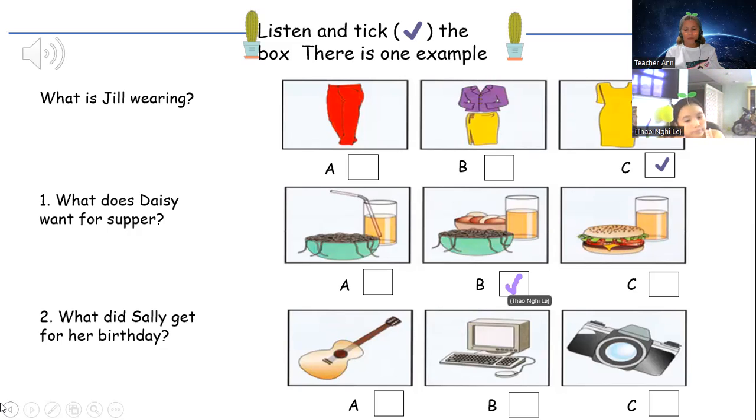2. What did Sally get for her birthday? It was Sally's birthday last week. Oh, what did her parents give her? I don't know. She wanted a guitar or a computer. Well, they didn't give her those. Oh, yes, I know. They gave her a new camera. She'll like that. She loves taking photos.